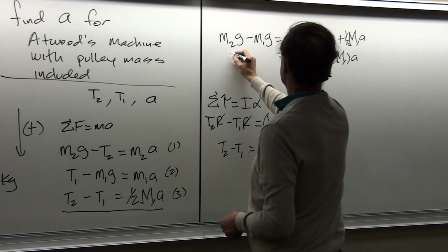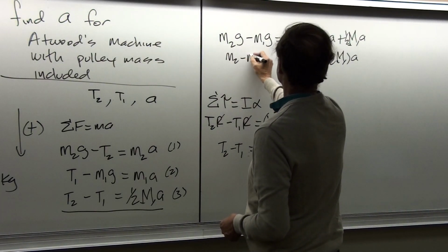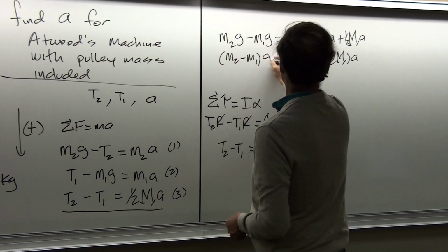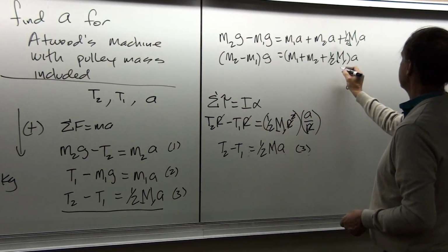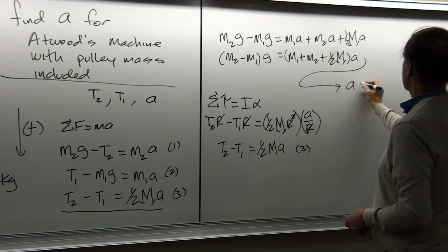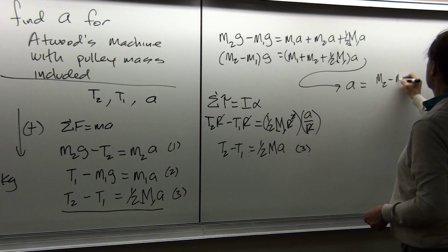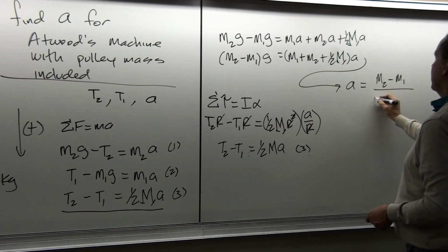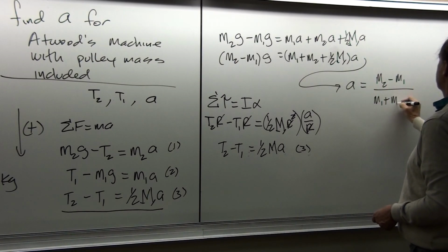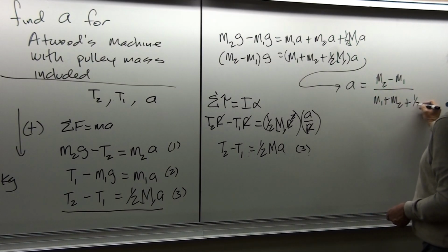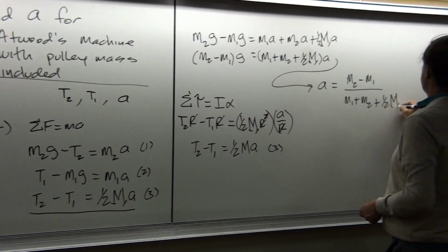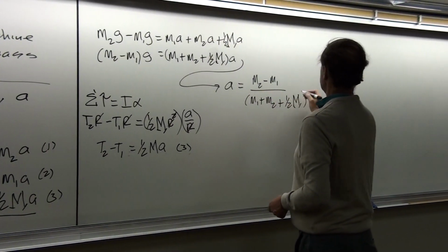And on the left-hand side, that's M2 minus M1 times G. So this gives us our final expression for the acceleration as equaling M2 minus M1 divided by M1 plus M2 plus 1/2 big M, times G.